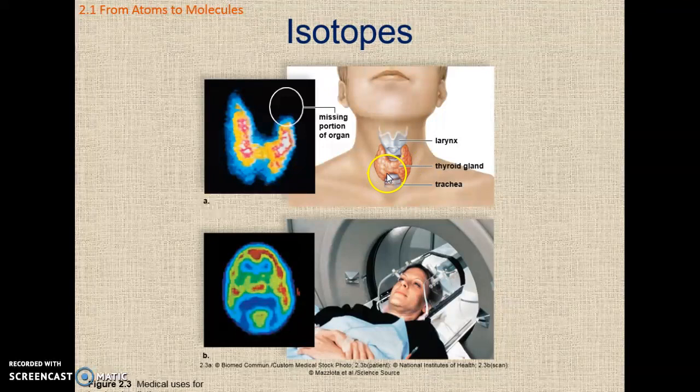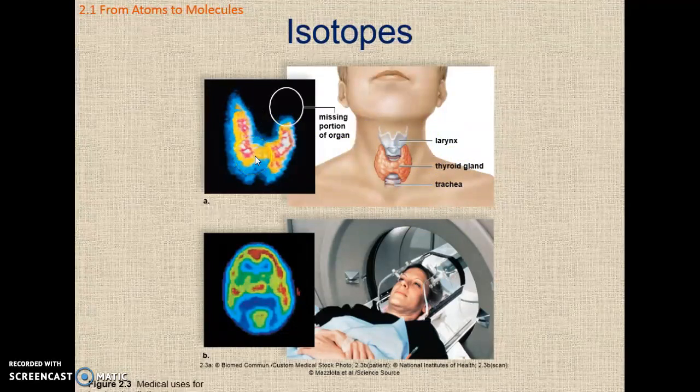And if you're having problems with your thyroid, which we'll talk about later in the semester, a good way to look at it is to have a person ingest radioactive iodine, and that iodine, after a few hours, will go directly to the thyroid. And then you can go back the next day and take a picture, a scan of that person's neck, and you can have a picture of the radioactive material.